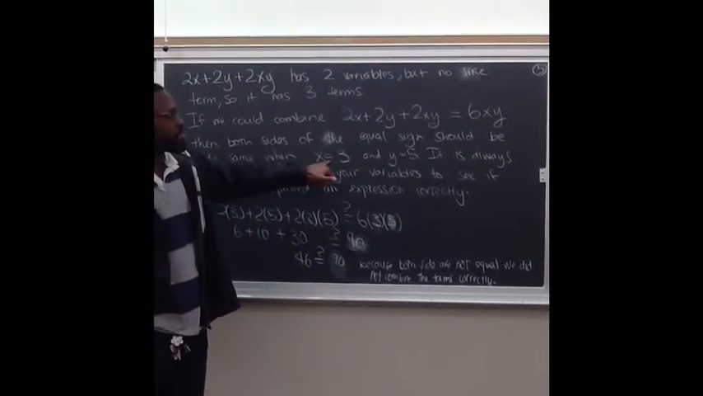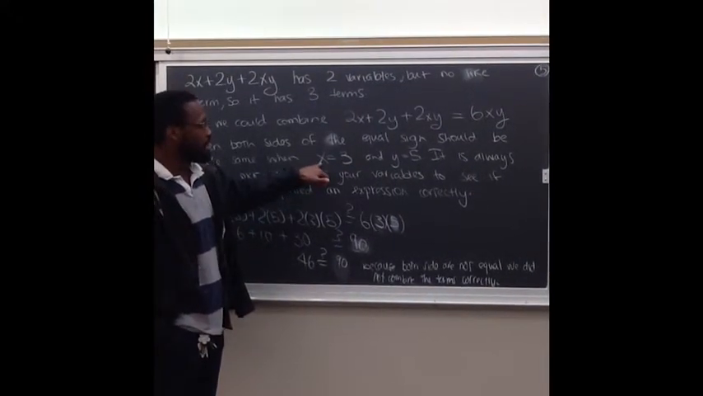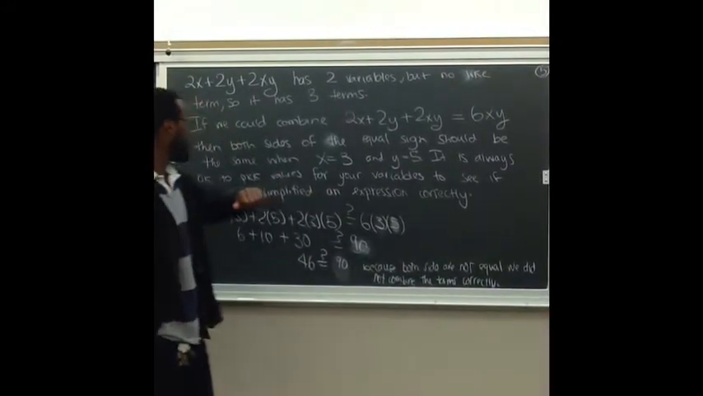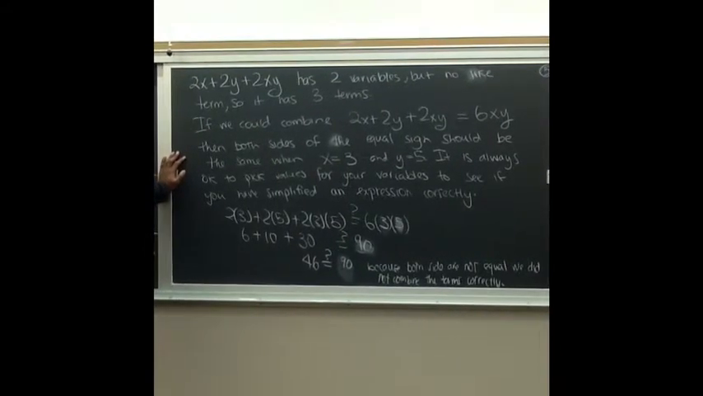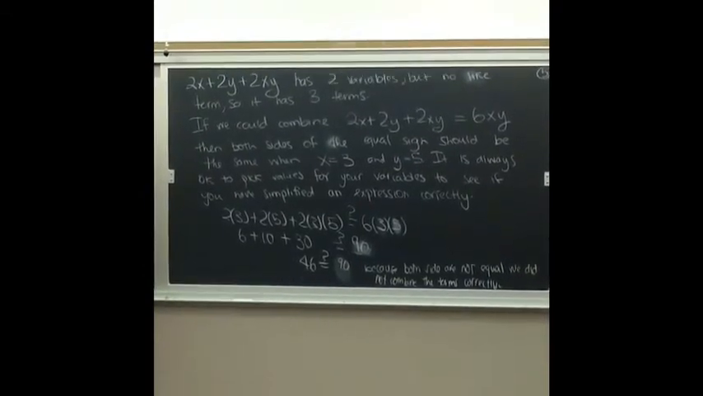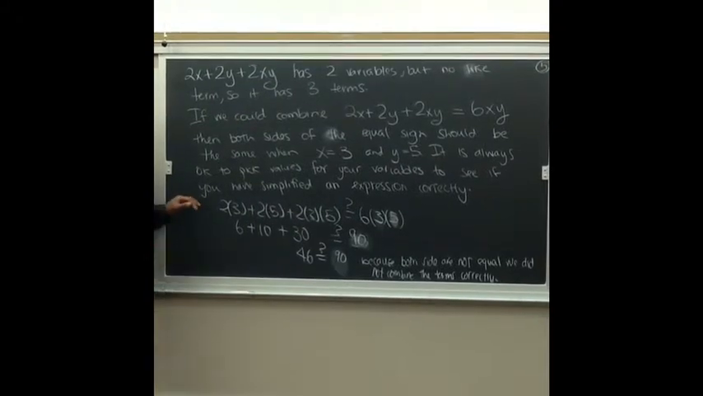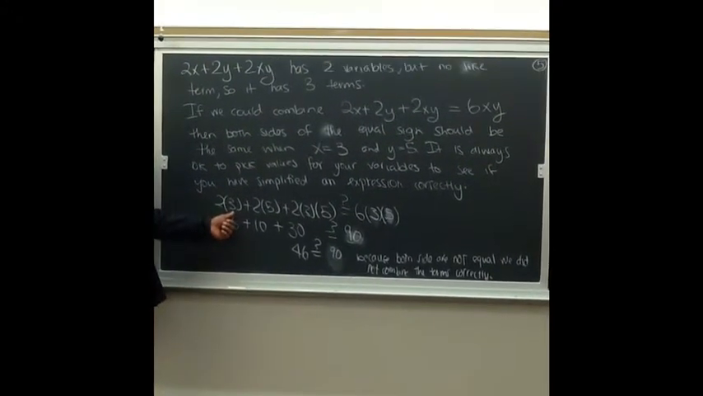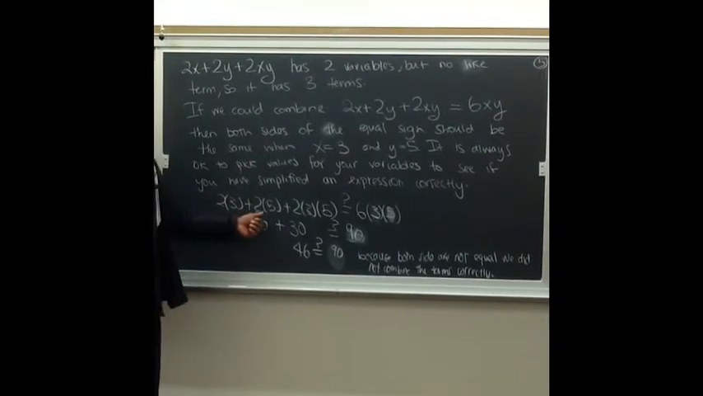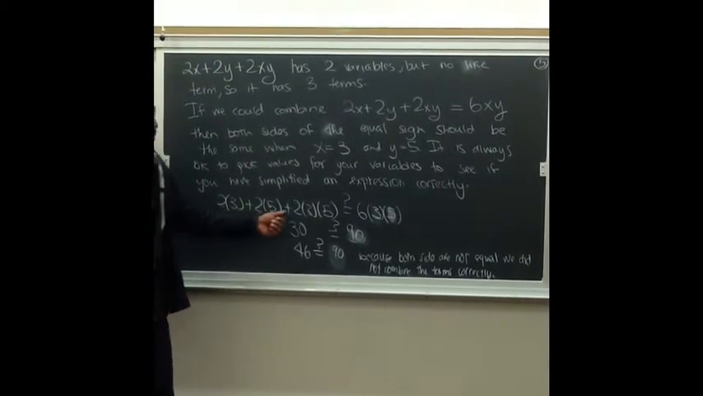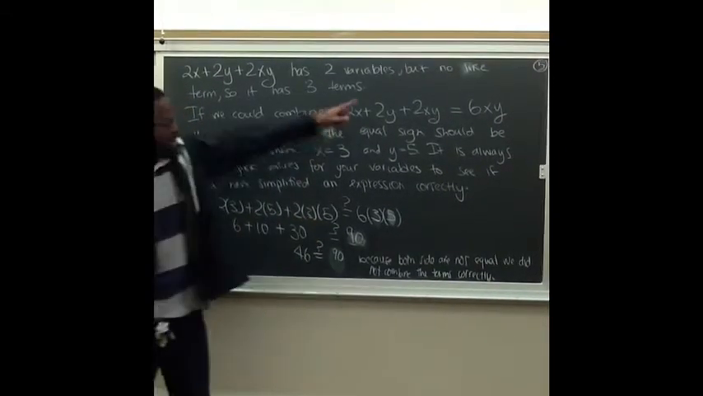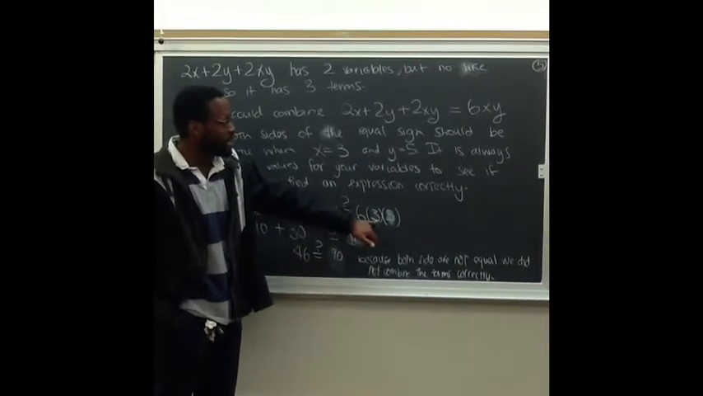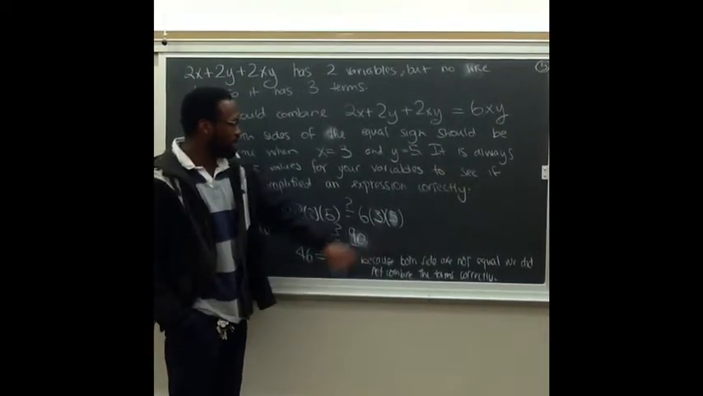Now, the values of x and y that I've selected are x equals 3 and y equals 5. And it's always okay to pick values of the variables to see what happens when you simplify the expression. So here we have 2 times 3 when x equals 3, plus 2 times 5 because y equals 5, plus 2 times 3 times 5, which is 2xy. Now, if that's equal to 6xy, then I get 6 times 3, which is x, times 5, which is y.